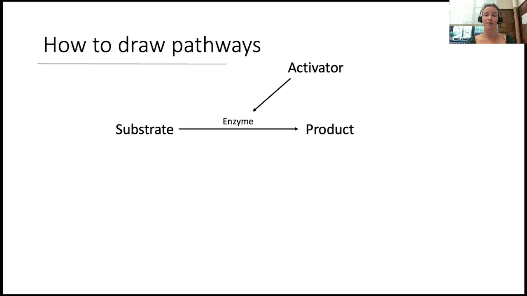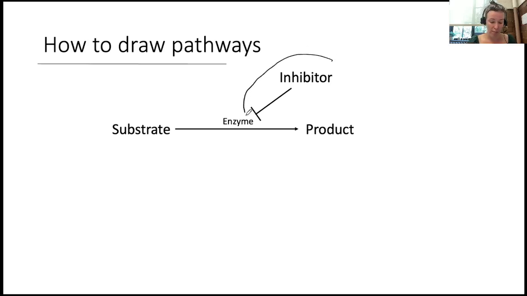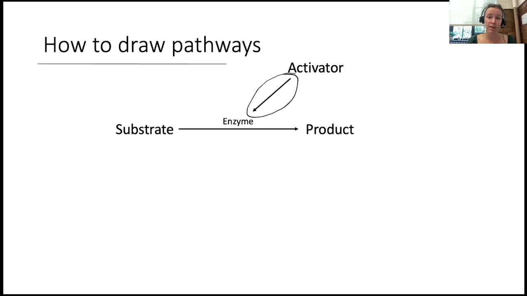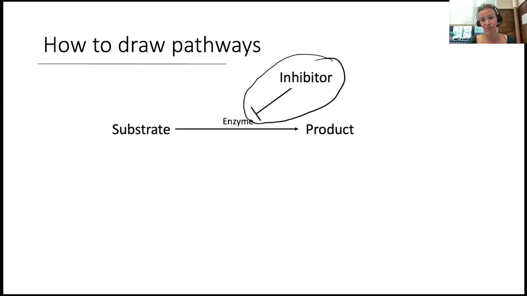When we draw activators and inhibitors into this type of reaction scheme, we draw the activator with an arrow pointing directly towards the enzyme, or an inhibitor with a blunt-ended arrow pointing towards the enzyme. And this shows us either activation or inhibition. Up next, we'll talk about the first enzyme example, ATCase.